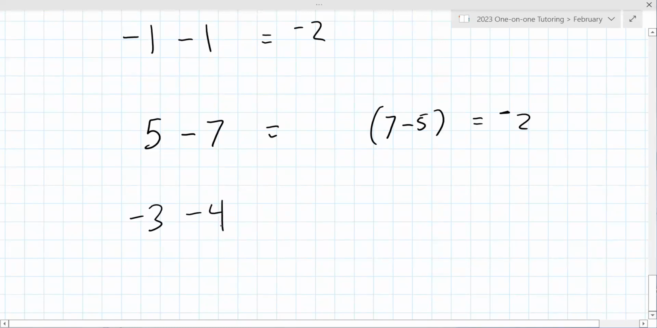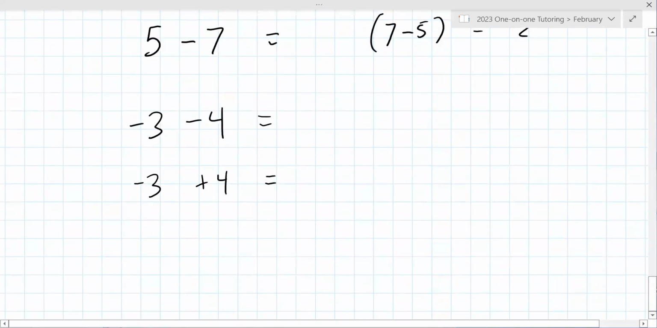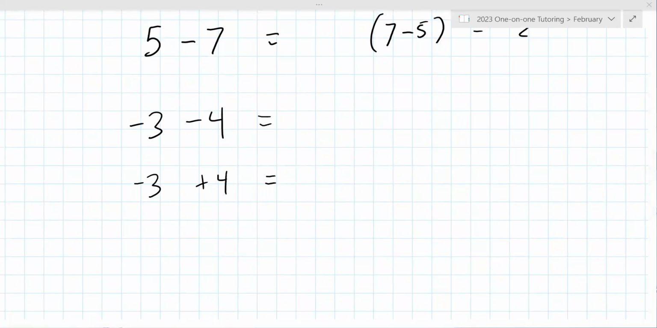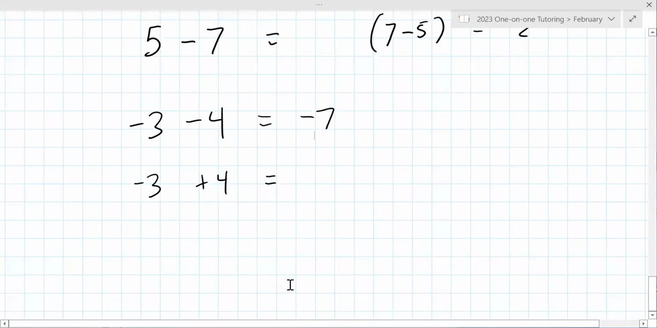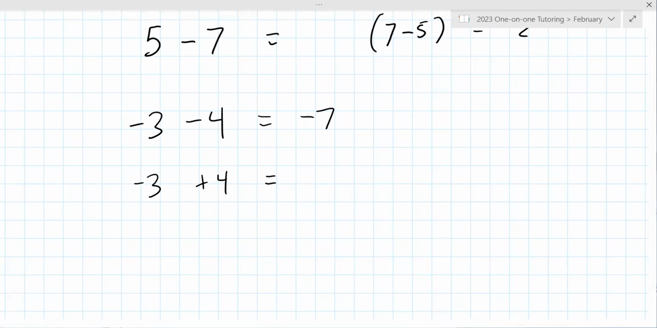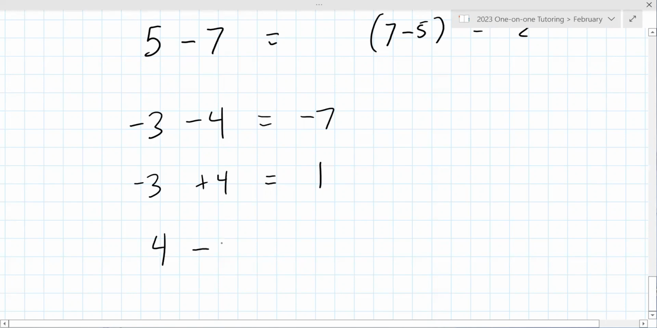Let's try another one here. -3 -4. -3 + 4. Okay, so -7. Good. For the first one. And 7. Wait, no, it's 1. Which one is it? It's 1. Yes, I agree. How about 4 - 3?